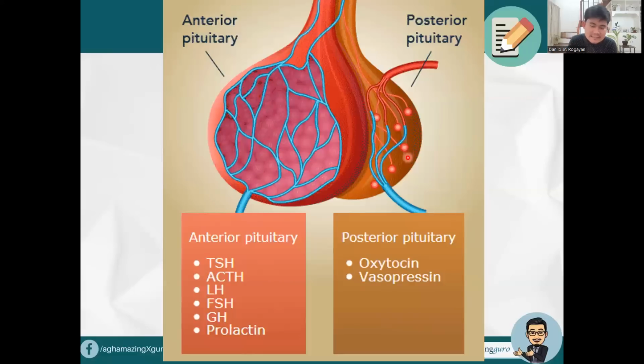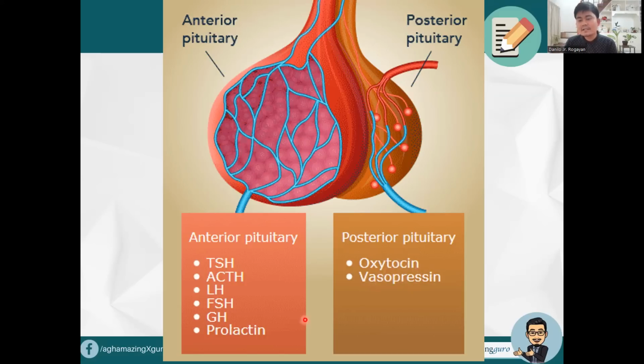So pag tinanong sa board exam, what are the hormones secreted by the posterior pituitary gland? Dalawa lang yun. Okay? We have the oxytocin and the vasopressin. So nakita nyo napakadami, 2, 4, 6, 7, 8. So that's why this is one of the reasons why it's considered as a master gland. Okay? So again, posterior pituitary, OV, oxytocin, vasopressin.